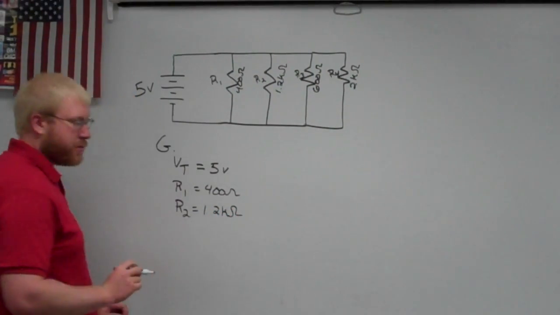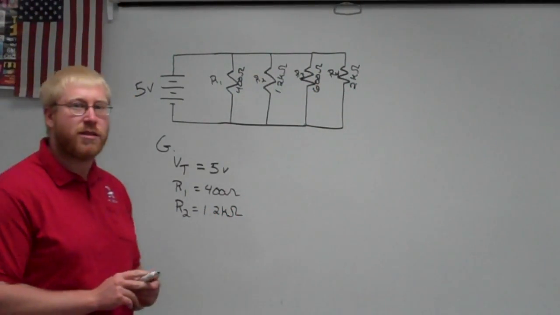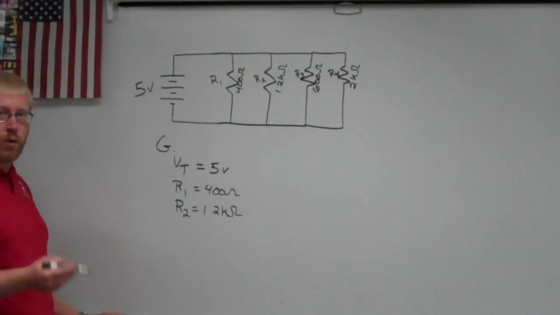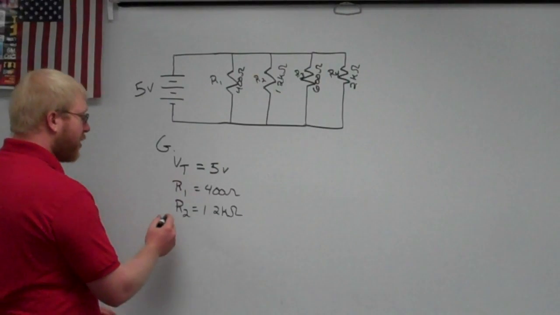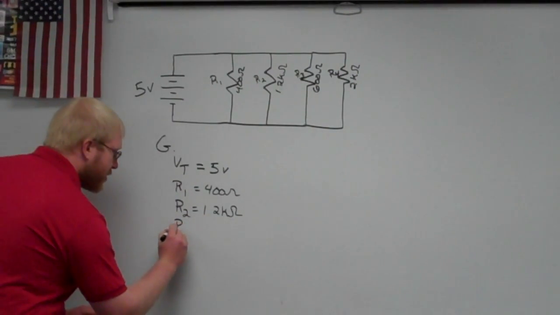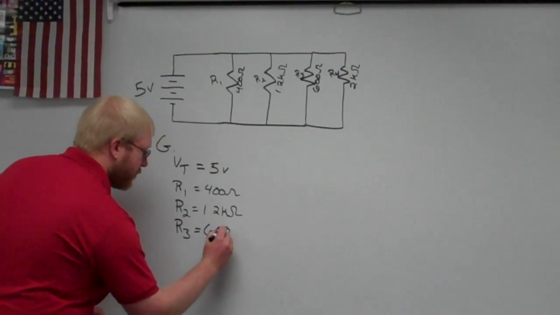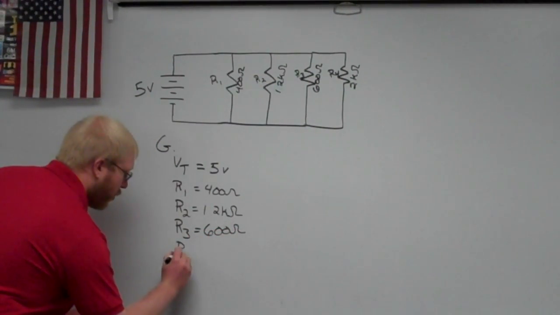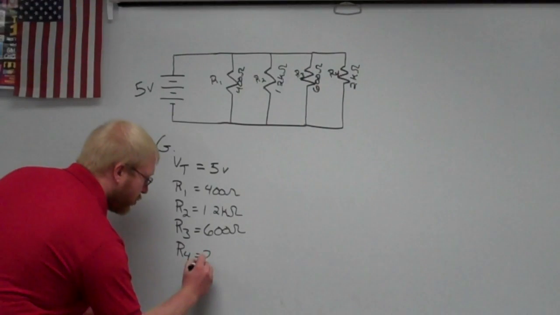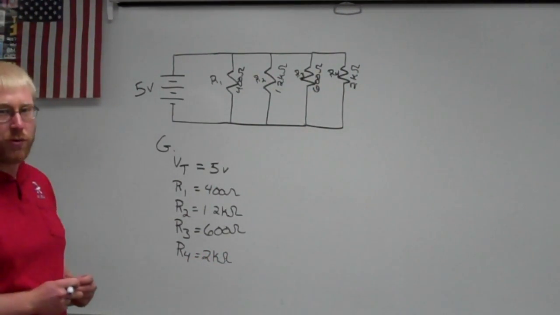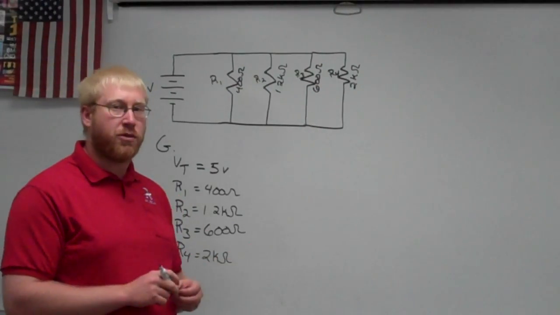Now, even though it's kilo ohms, remember when you do calculations that you actually need to convert that back to the base units, so that'd be 1200 ohms. Otherwise, your calculations will not work. Resistor 3 is 600 ohms, and resistor 4 is 2 kilo ohms. Once again, remember that we'll have to convert that back to 2000 ohms before we actually do the math.